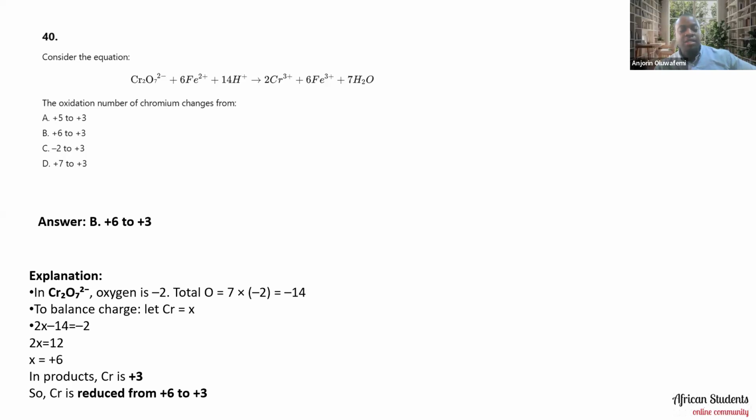To balance the charge, let Cr equal X. So 2X minus 14 equals minus 2, and then 2X equals 12 when you take the 14 to the other side. So X will be equal to plus 6. So in the product, Cr is plus 3. So Cr is reduced from plus 6 to plus 3. So that is that for that.